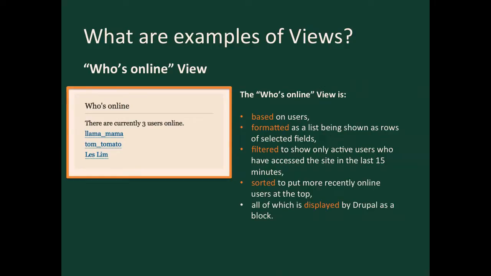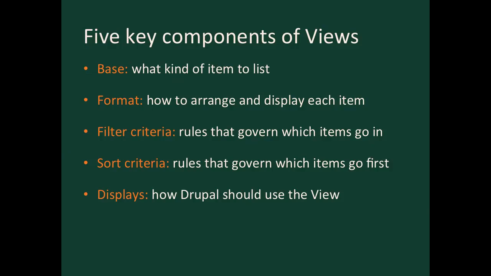Unlike the last two examples, this view is being displayed by Drupal as a block. It doesn't have a URL path. It's in the block interface as something that can be placed into the theme layout and displayed in a region of the page. You'll notice that we have 5 words that keep on popping up here. These 5 keywords are the key components of views that I want to focus on today.